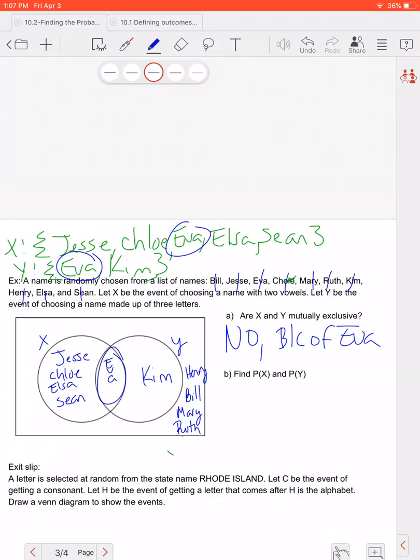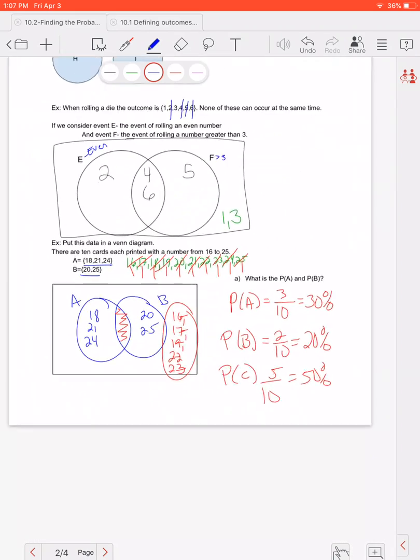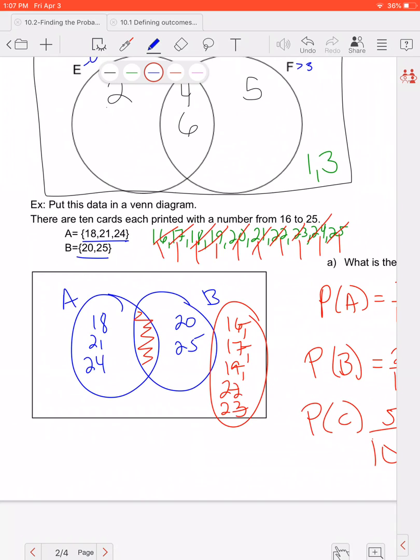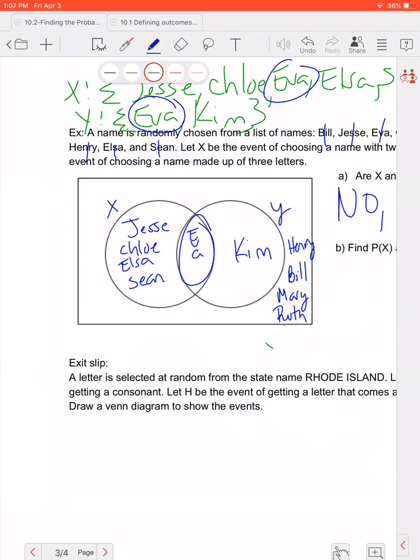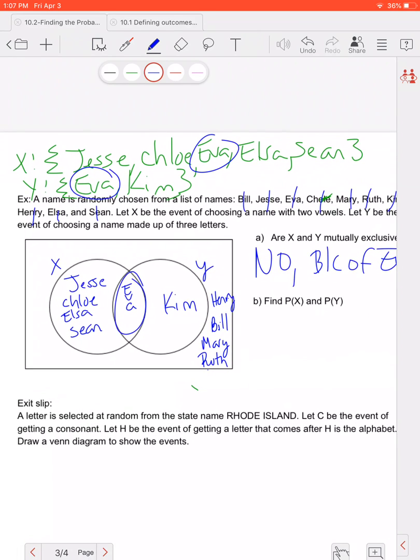Okay? But if we look back on our last one that we did, these two would be mutually exclusive, A and B, because there's nothing in the middle here. Now they want me to find the probability of X. Well, we just added up that there's 10 total names. So the probability of X is 4 out of 10.